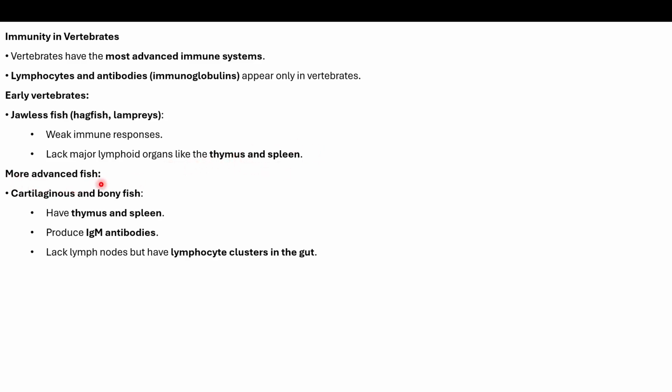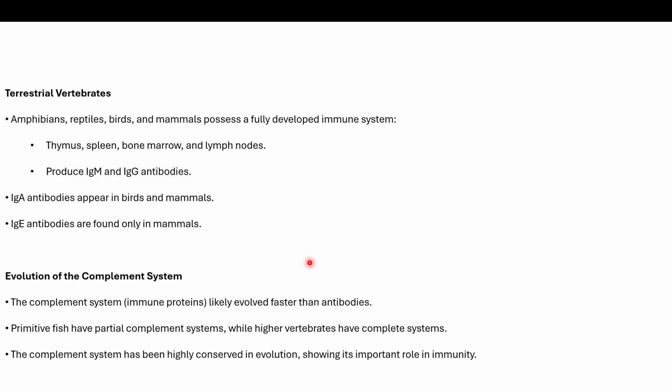However, if we move towards the advanced fishes like the cartilaginous and bony fishes, these have thymus and spleen and can produce IgM antibodies. However, they lack lymph nodes, but they have lymphocyte clusters in their guts. Okay. Now, coming to the terrestrial vertebrates, amphibians, reptiles, birds, and mammals possess a fully developed immune system: thymus, spleen, bone marrow, and lymph nodes, and can produce IgM and IgG antibodies. IgA antibodies appear in birds and mammals. IgE antibodies are found only in mammals.